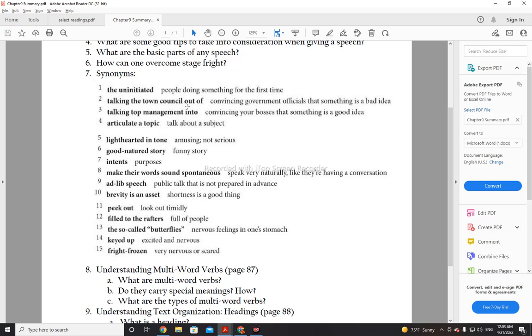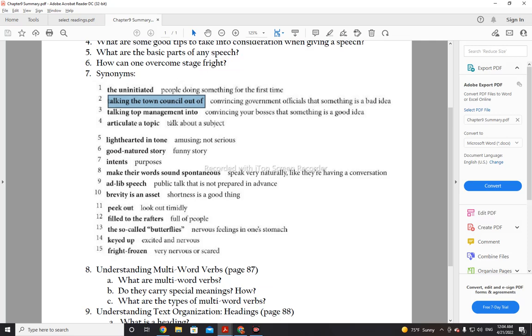Talking the town council out of it, convincing government officials that something is a bad idea. I think الاقتراحات, if it's right. It's more of a persuasion, إقناع. No, talking the town council out of it. When you talk someone out of something, it means you are persuading them not to do it. So when we talk the town council out of doing something, we convince them not to do it. Okay, I got it.